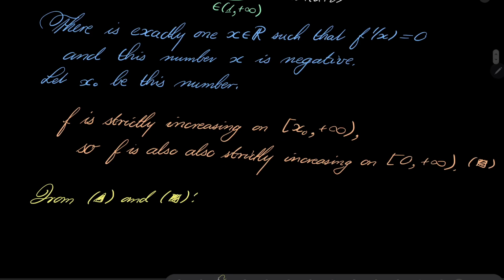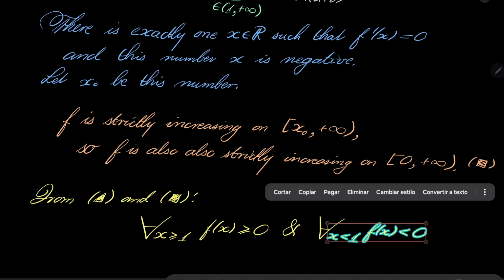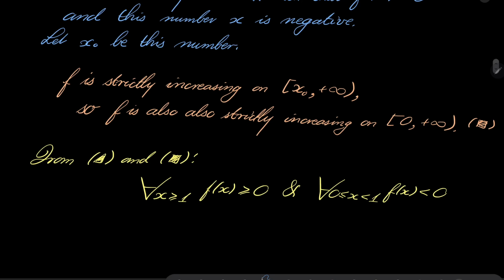Notice that from the condition which I marked triangle and the condition which I marked square, from these two conditions we see that for every x greater than or equal to 1, f of x is greater than or equal to 0, and for every x which is less than 1, f of x is less than 0, or maybe exactly for any x between 0 and 1, but that suffices. Now we can safely say that m must be equal to 1, which means that our value of m, which we seek, is 1.